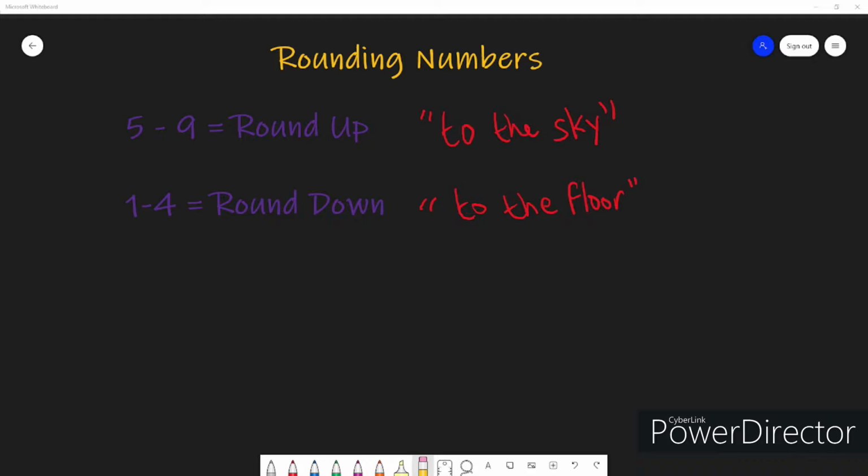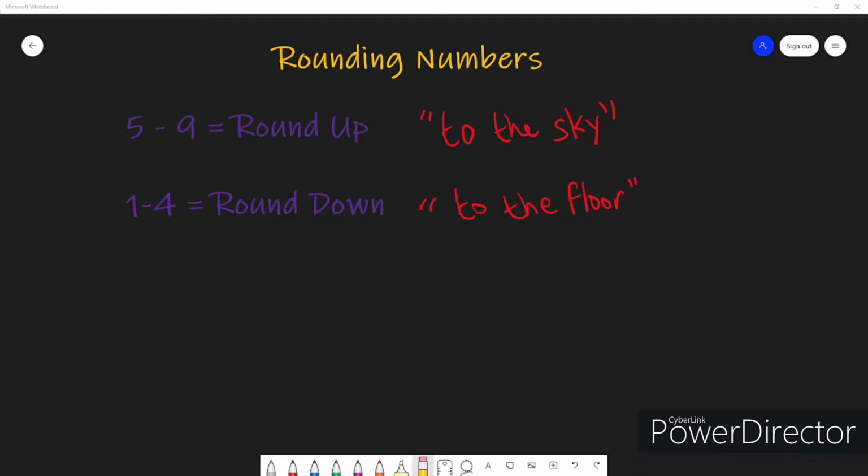Today we'll be focusing on rounding numbers. Rounding numbers is going to be key for doing things later on in fourth grade and other grades, as it relates to estimation and anything like that. So let's get started with some of the details and the rules to rounding numbers.